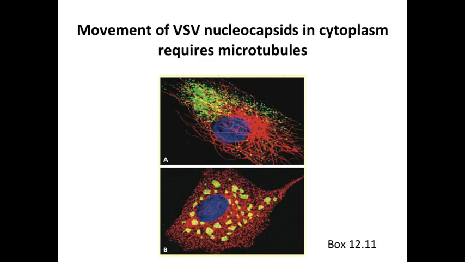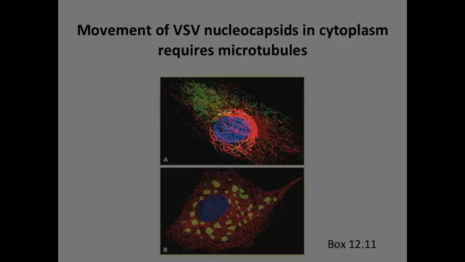This is a cell infected with vesicular stomatitis virus, that bullet-shaped virus related to rabies virus. And remember, its RNA genome is packaged as a helical nucleocapsid. The RNA is bound to nucleoprotein, the NP. There's one copy of this protein repeated many times across the length of the RNA. And this is an infected cell, as I said. The nucleus is stained blue. The microtubules are stained red. And the viral nucleoprotein is stained green.